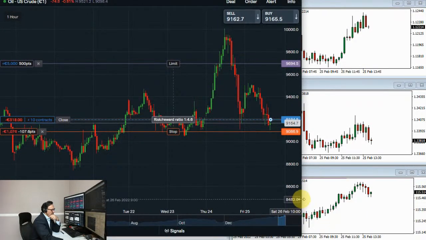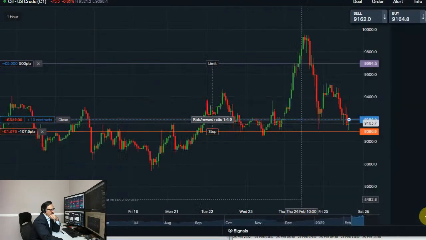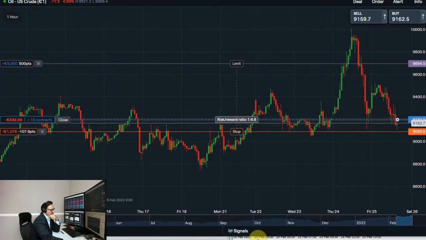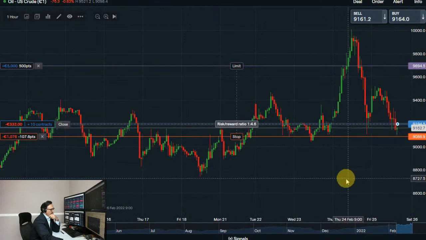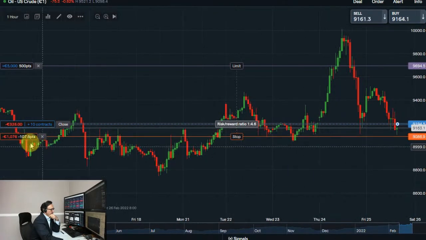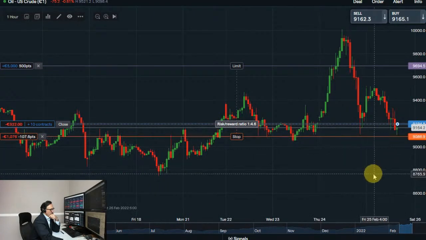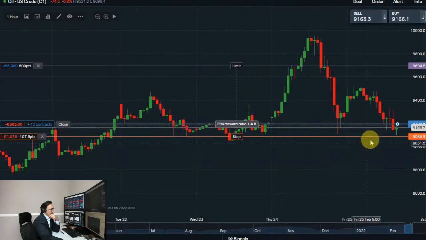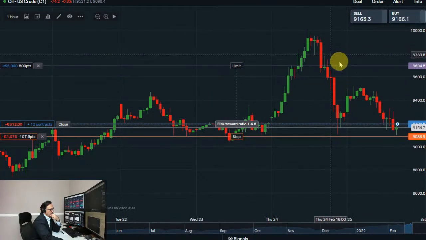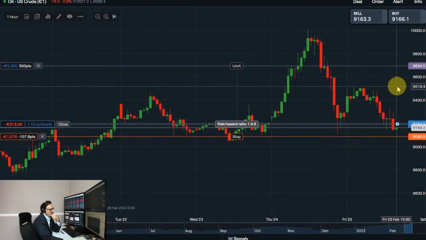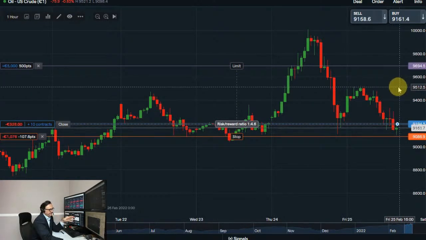This is currently a losing trade. Just a very quick entry here. My stop is about 100 points below, just below these lows, and I'm looking for a potential breakout to the upside and a breakout above this falling resistance trend line towards 95, 95.10, 95.20, thereabouts.